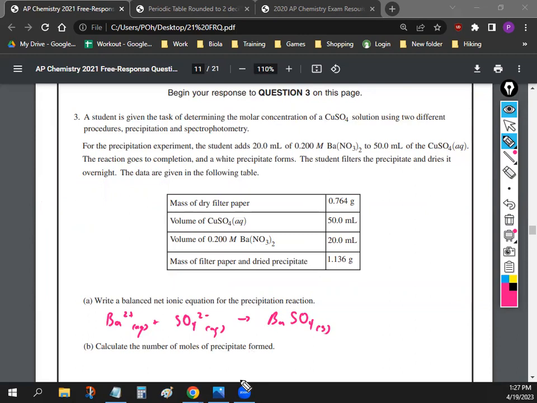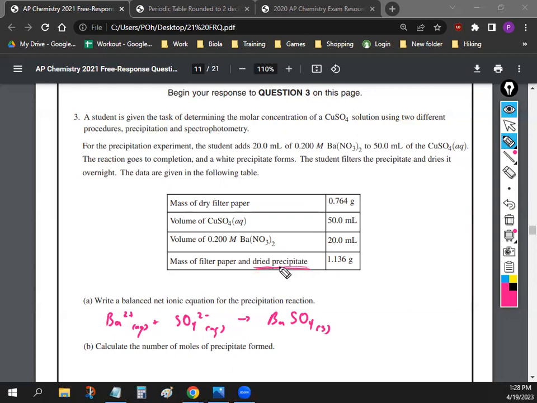So for part B, we're finding the moles of the precipitate. And for this one, we need to refer to the data table right here. Now, it tells you that you're using this amount, this volume of the compound. Well, we don't really care about that. We're basically just trying to find out the mass of the precipitate. Now, it tells you that you collected it in filter paper.